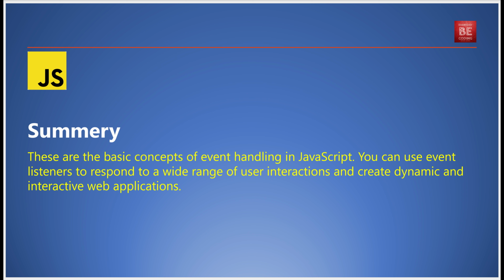To summarize, event handling in JavaScript involves adding event listeners to elements, defining event handler functions that execute when these events occur, removing event listeners when they're no longer needed, and using the event object to get more information about the events. By mastering these concepts, you can create dynamic and interactive web applications that respond to a wide range of user interactions.